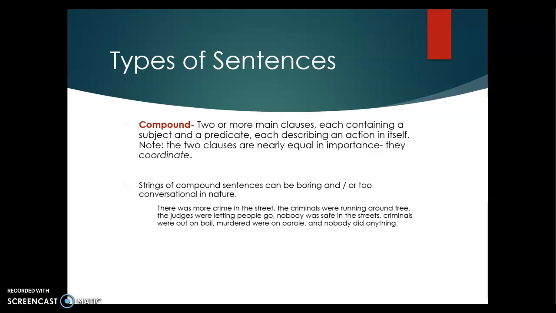Here is an example of one that is just too much. And you can see that this kind of translates to being more conversational, too conversational. And it's at this point that we would really want to take this sentence and elevate it or change it in some way.